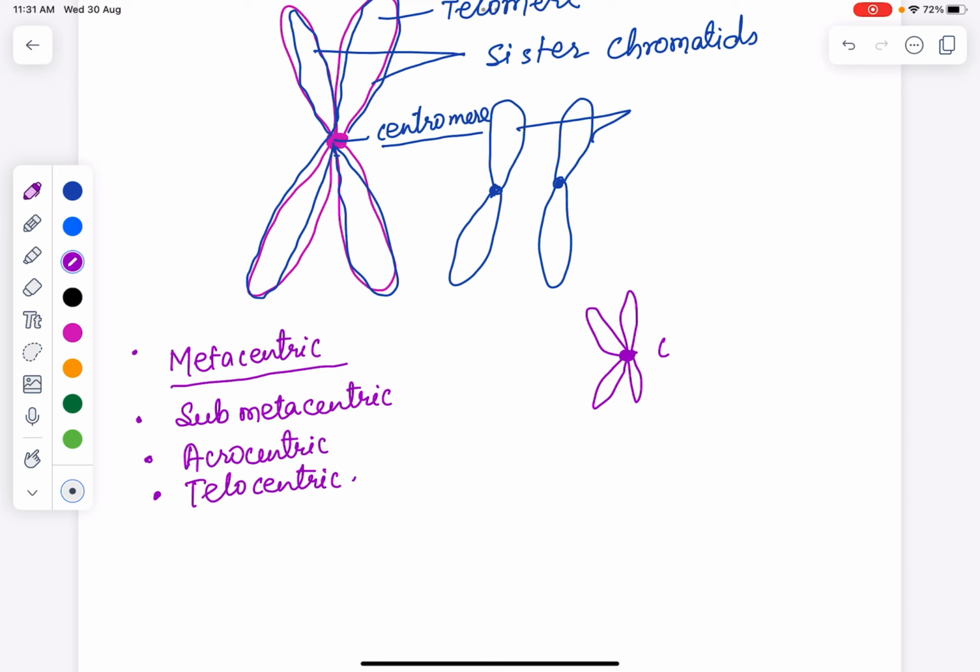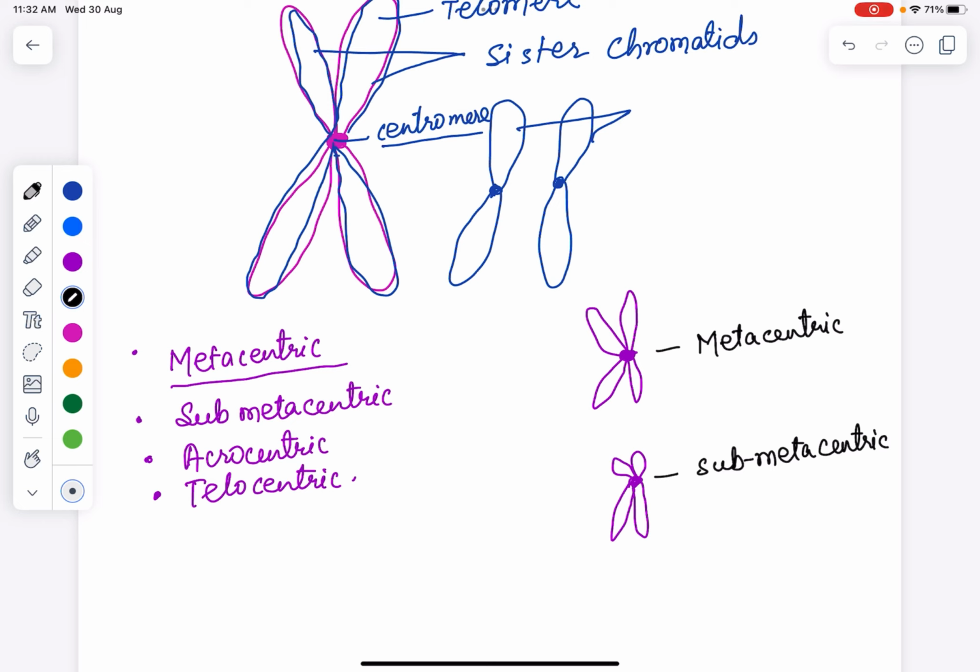In submetacentric, the centromere is placed slightly away from the center. So we are dividing all these four types of chromosomes according to where the centromere is placed. In submetacentric, it is slightly away from the center. And the third is acrocentric.